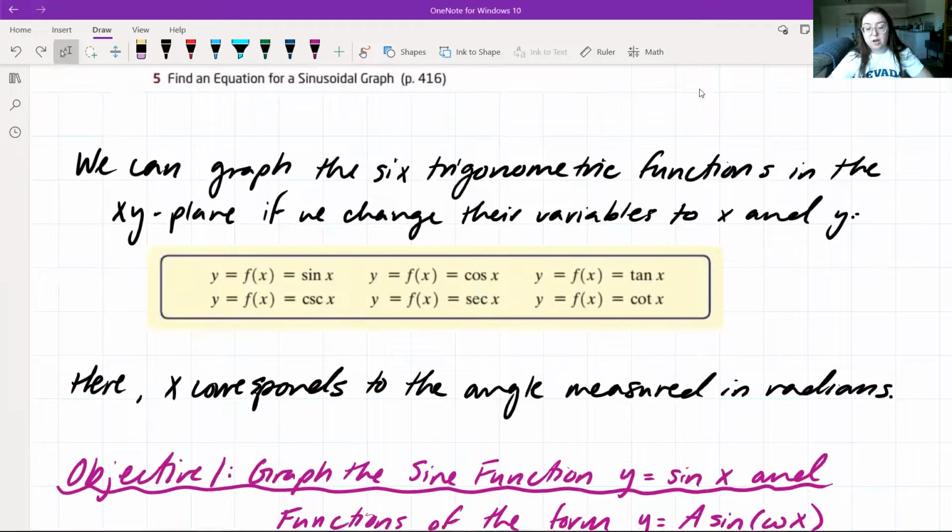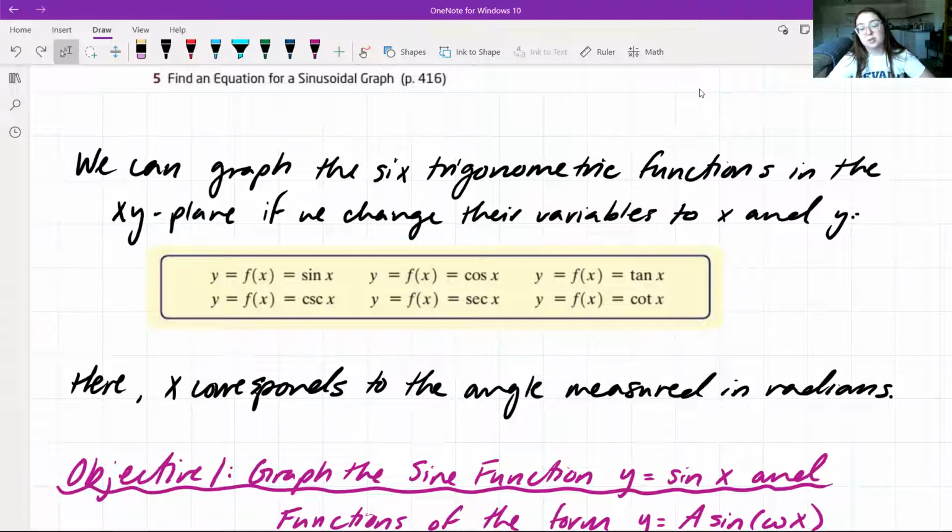So just to review, here we have our 6 trigonometric functions, and we can go ahead and graph each one of these functions in the xy plane if we change their variables to x and y instead of t or theta as we had before. Now we're going to consider them with x and y so that we're able to actually graph them on our xy plane. So we'll see them as y is equal to sine of x, y is equal to cosecant of x, y is equal to cosine of x, y is equal to secant of x, y is equal to tangent of x, and y is equal to cotangent of x.